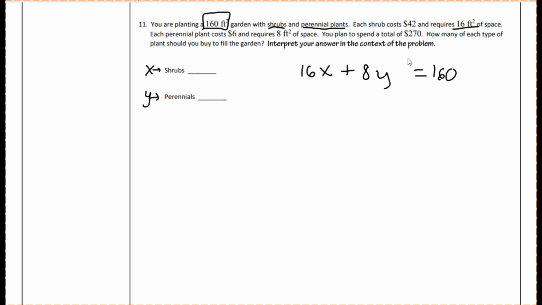All right, that takes care of the first equation. Now let's look at the cost. We want to spend $270, so we know that the total is $270. And we know that the shrubs cost $42 each. So if I do 42 times the number of shrubs, that gives me the total cost for the shrubs. And I combine that with the total cost for the perennials, which is $6 per perennial. And now I have my system of equations.